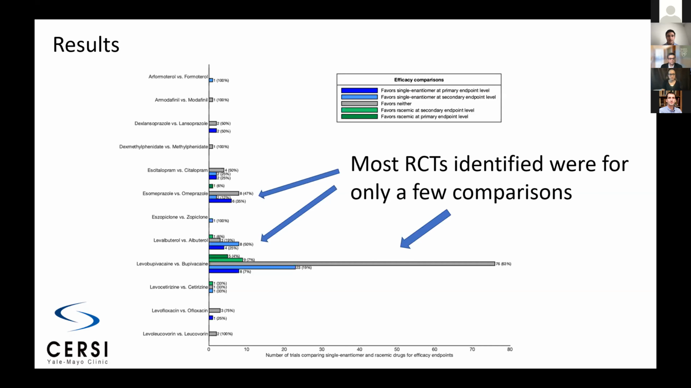For only 6 of the 15 drugs, was there at least one RCT showing superiority of a single enantiomer drug for a primary endpoint. And of the 100, although we identified 185 trials, you can see that they're mostly clustered under a few of the comparisons. As I said before, the median number identified was 2 for each drug pair. And most notably, the comparison of levobupivacaine and bupivacaine accounted for more than half of our trials.